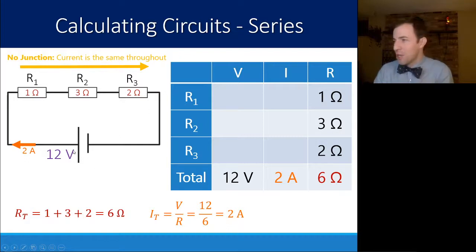Now, all of those resistors are in the same line. So since there's no junction, the current has to be the same throughout. There was no junction for the current to split. So this 2 amps is the same through R1, R2, and R3, or 2 amps all the way down.